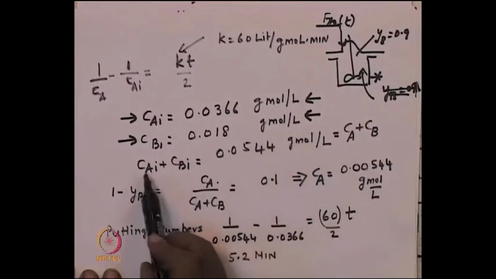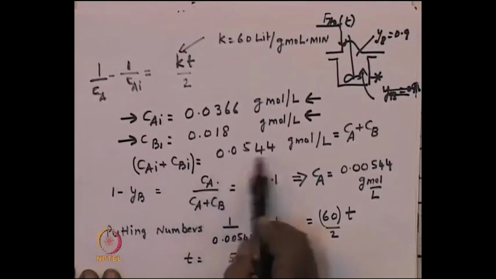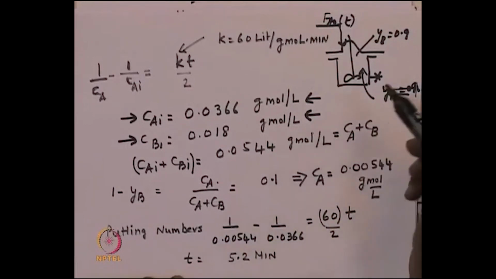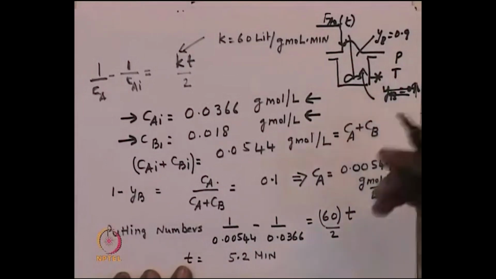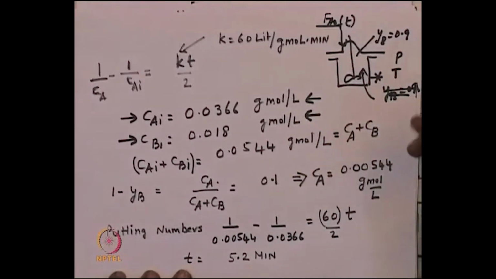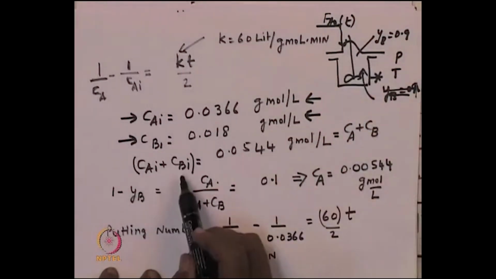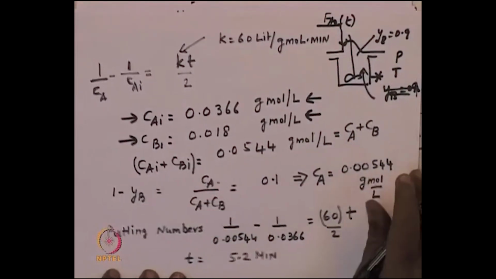So, Cai plus Cbi at the time we closed the valve was 0.0544 gram moles per liter. Now, we have also said when we looked at the material balance that since P is constant, T is constant, volume is constant, the total number of moles cannot change. Therefore, the concentration inside this equipment, Cai plus Cbi, must always be equal to Ca plus Cb, because that is the statement of the problem.